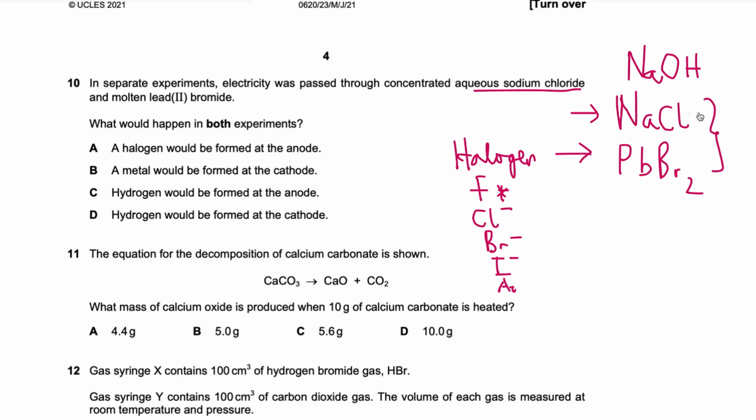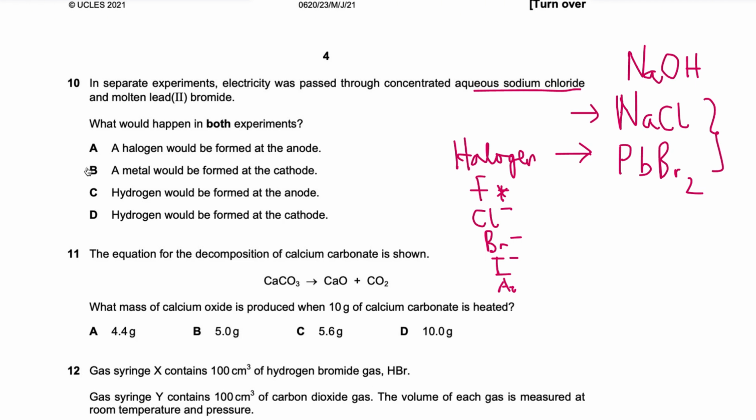The negative ion, for this experiment, will migrate to the anode, and also the bromine will migrate to the anode, because they are negative ions, so they will migrate to the positive electrode. So a halogen will be formed at the anode. That's correct. A metal will be formed at the cathode.